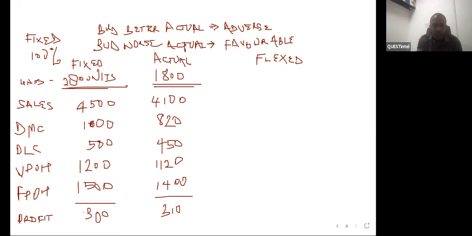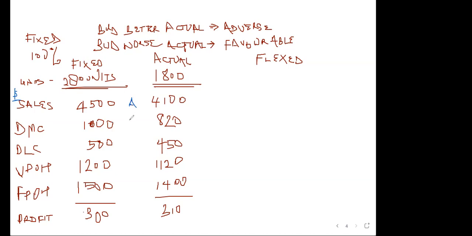We budgeted to sell, this is in dollars, all of these are in dollars. So budgeted to sell 4.5, we actually sold 4.1, good or bad? Bad, adverse. So we say this is adverse. On the other hand, direct material, we budgeted 1,000. We actually spent 820, good or bad? Good. So favorable.